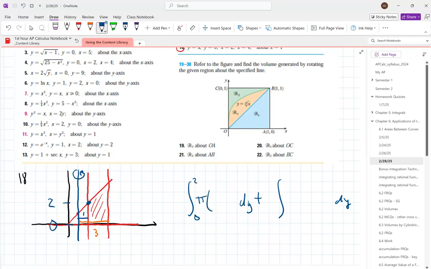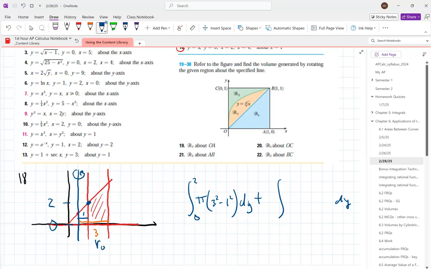And then my formula for washers is R outer squared minus R inner squared. And since it's constant, there's no variables in there, I'm done. So far, so good? Wait, how did you do 3 squared minus 1 squared?